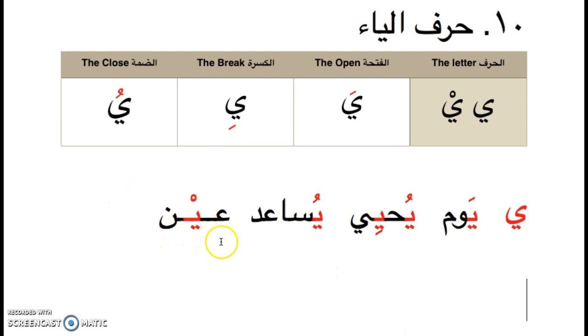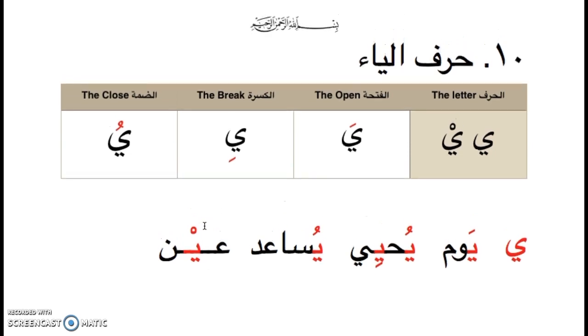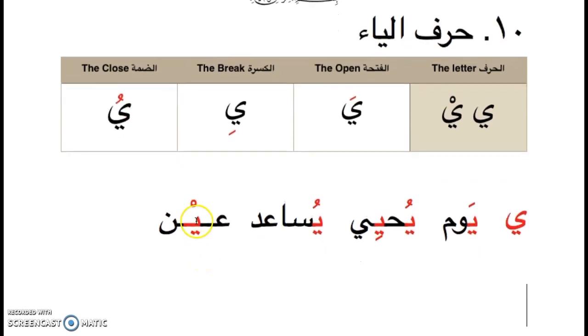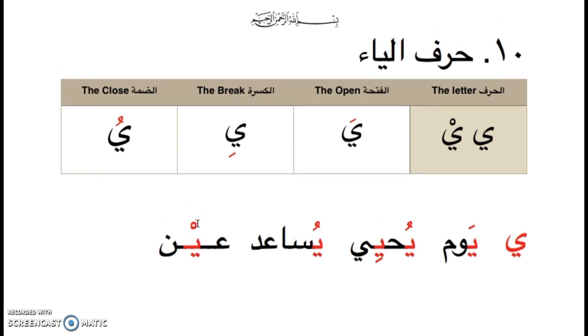Ayn means eye. It also means the letter Ayn, remember? It also means well. If you remember one of the meanings, that would be great, and the most used one is eye. So Ayn is eye, one eye.